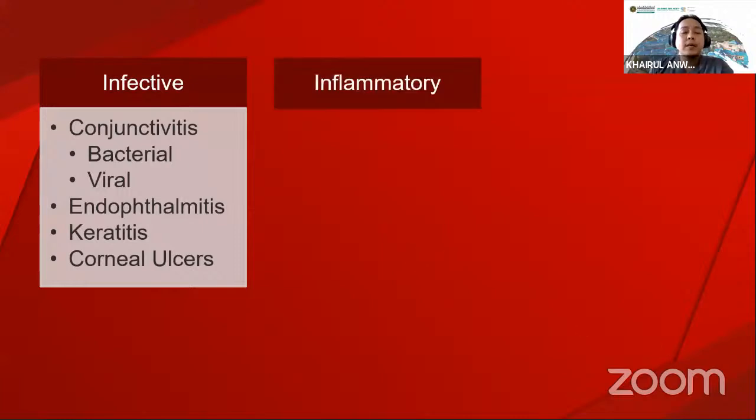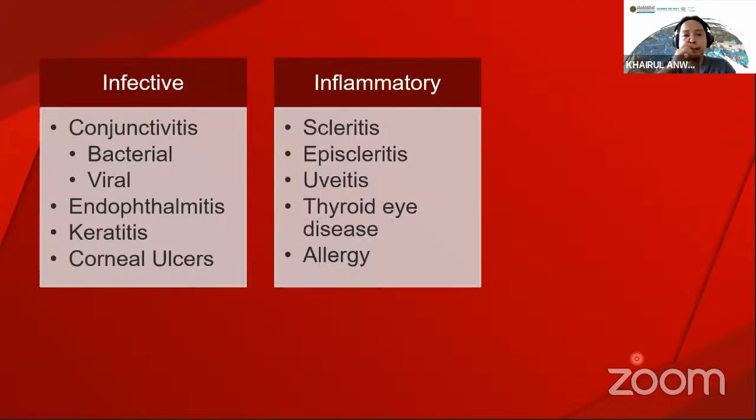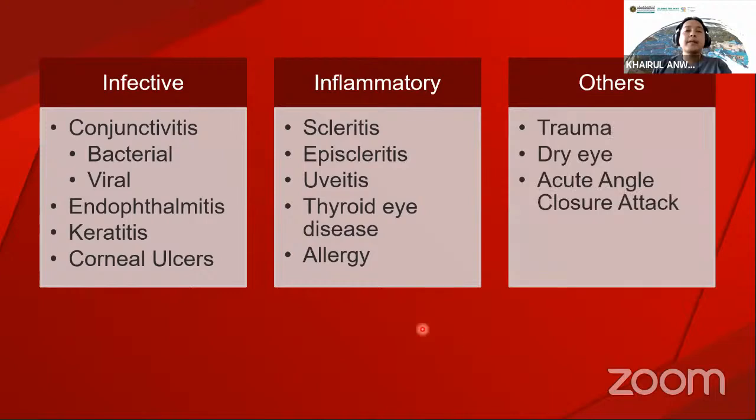So other than that, we can divide into inflammatory, such as in episcleritis, scleritis, uveitis, which is the inflammation of the uveal tract, which consists of the iris, the choroid, and also the ciliary body. And then sometimes, most of the time, thyroid eye disease is actually top of the list. And then allergy. Others include trauma, dry eye, or acute angle closure attack.